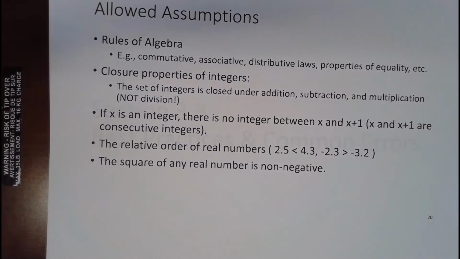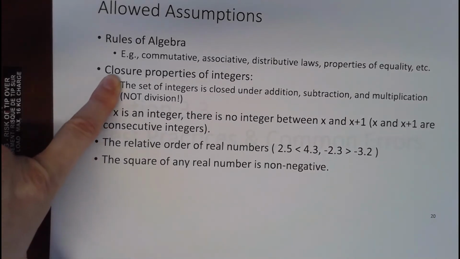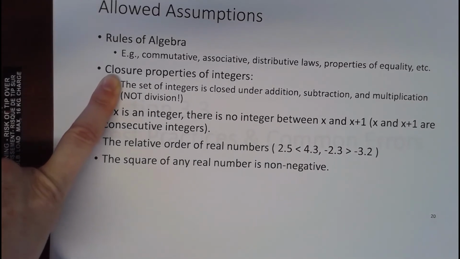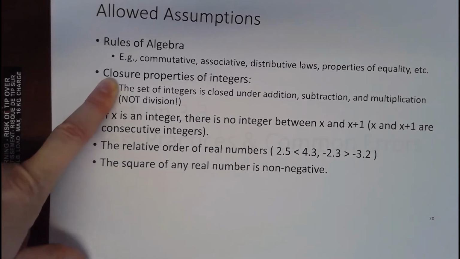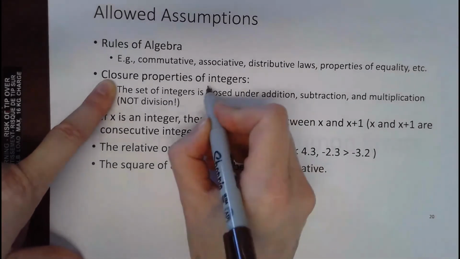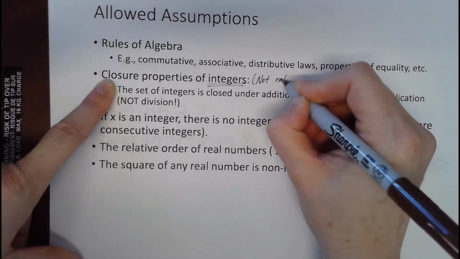So notice things that we didn't say here. We didn't say closure properties of rational numbers. You're not allowed to assume those. Many of the proofs that they ask you to do are about rational numbers, and so you can't use the closure properties of real numbers. You can only use closure properties of integers. So integers is listed here, not rationals. You're not allowed to use those.